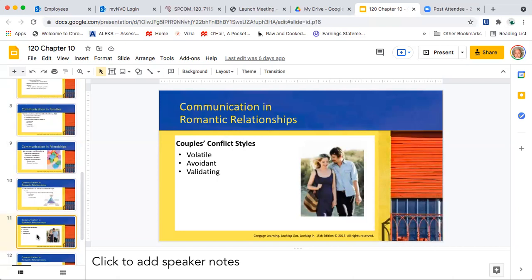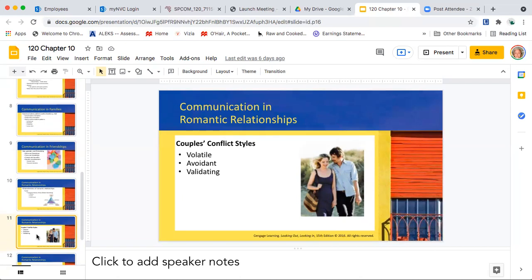If you look on page 338, volatile, these couples have intense, heated arguments, sometimes over small issues, and I'll let you read the rest of that one. Number 2, avoidant, these couples use a style where they prefer to ignore issues. And then thirdly is validating, kind of the perfect world, where these couples openly and cooperatively manage conflicts.